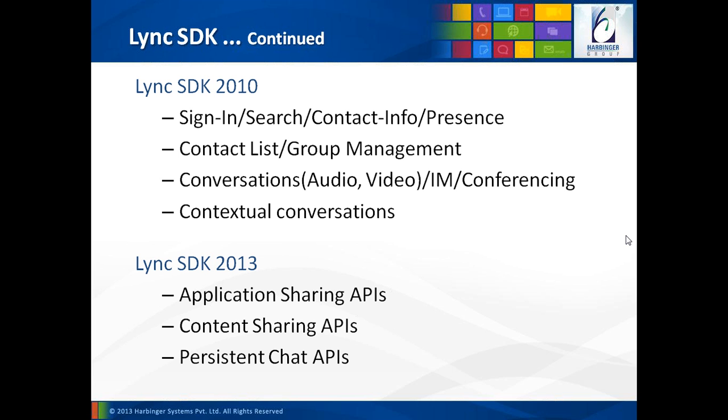Now, what does Lync SDK 2013 add to all these existing features? In addition to all these basic features, Lync 2013 has application sharing APIs. There are APIs which list all the applications or processes or resources which are shareable, and then there are APIs which allow the presenter to share them with other participants, and then there is a set of APIs which allow the presenter to give control of the running applications to other participants so that they can control them. On similar lines, there are content sharing APIs too.